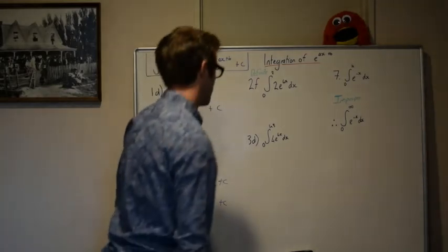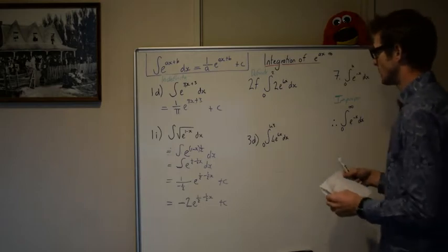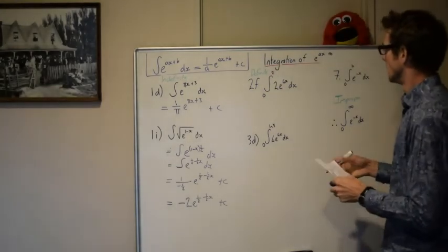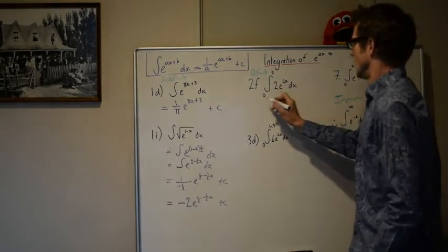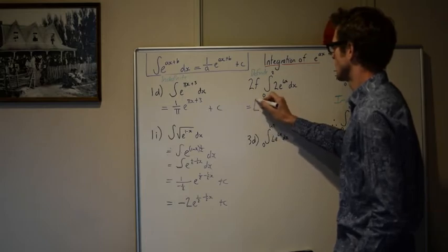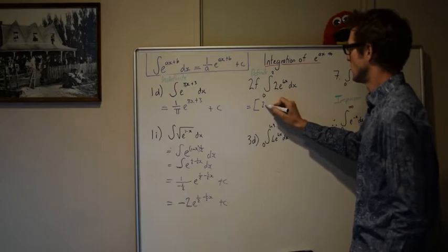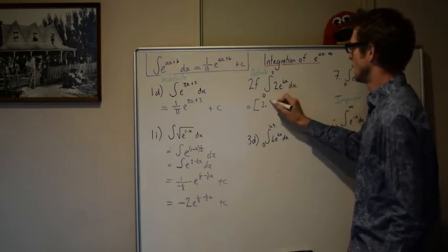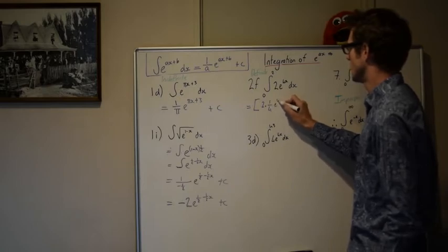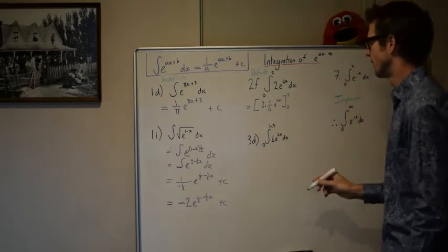Okay, moving right along, we'll have a look at 2f. Now we're working with some definite integrals. Next line, we're going to put in our square brackets, and this will be 2 multiplied by 1 over 4 times e to the 4x, and we're doing this between 0 and 2.